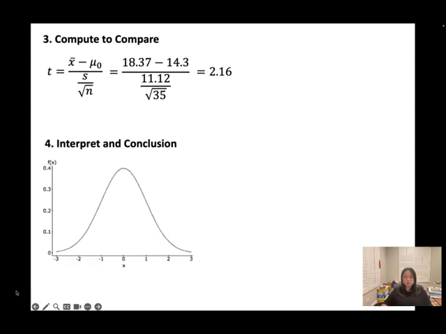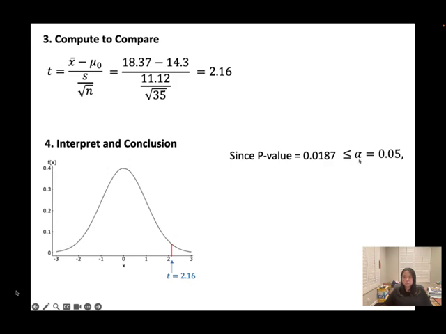So the test statistic is 2.16, as shown here. And then we will be using the calculator to find the p-value. You should get the p-value equal to 0.0187. And then we're going to compare it with your significance level. The significance level will be 0.05.